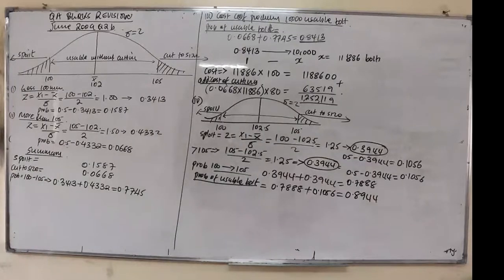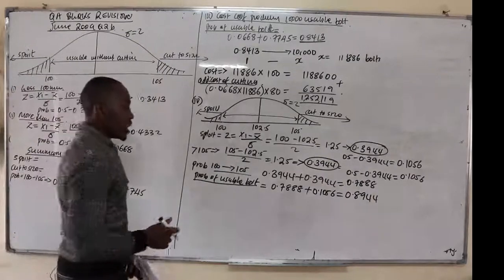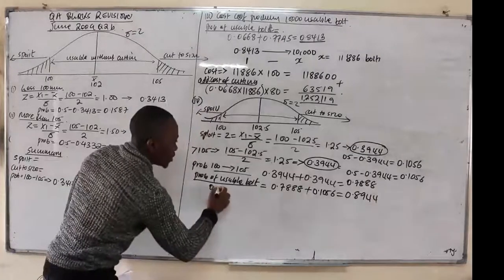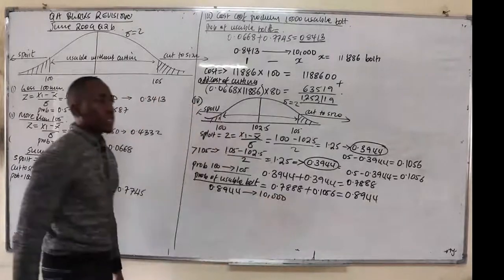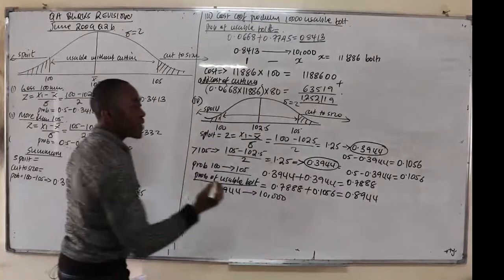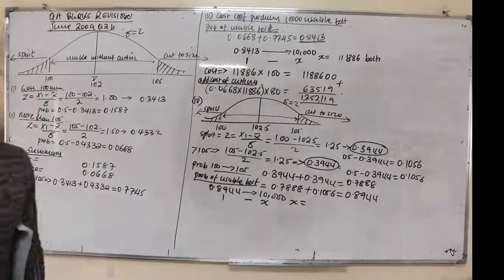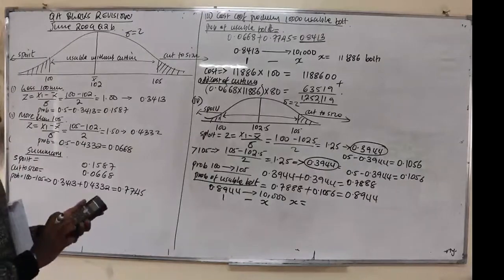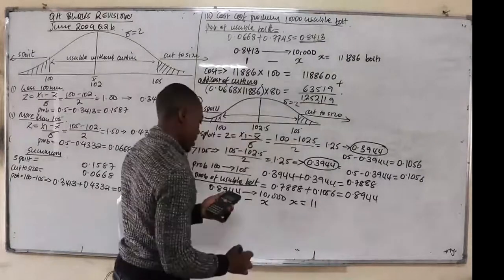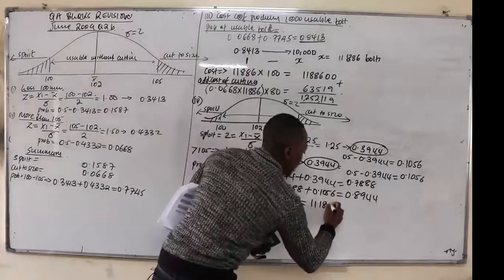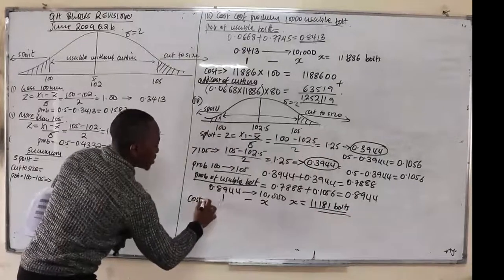So now, what's the cost of producing 10,000 usable bolts? So this is how you argue. If this probability of producing usable bolts, 0.8944, is equivalent to 10,000, what about probability of 100%? That is 1, which means we have to produce more than that. So the production should be, we have to produce 11,181 bolts.